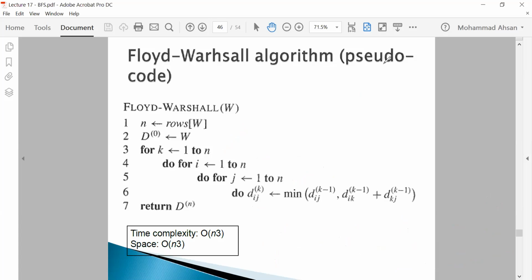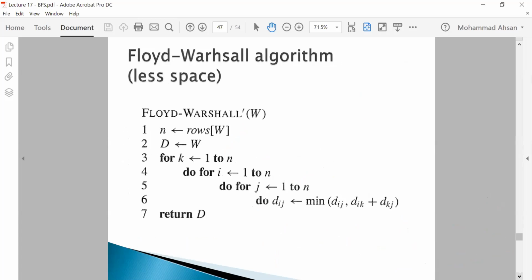If you see the complexity very clearly, there are 3 for loops. All the for loops are running n number of times, which is the number of vertices in your graph. So complexity is n cube, not a very good complexity. So there are improvements on Floyd-Warshall as well.